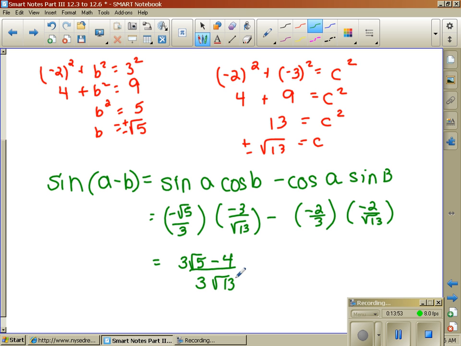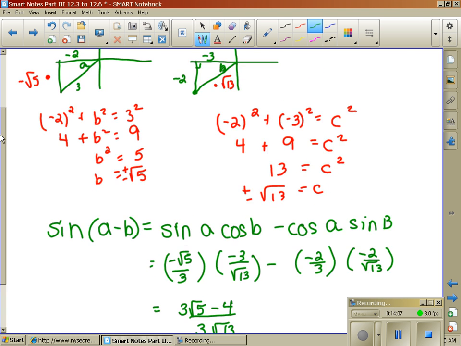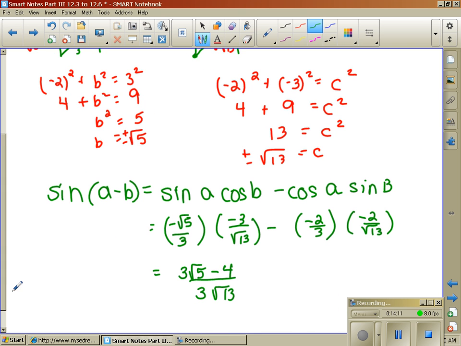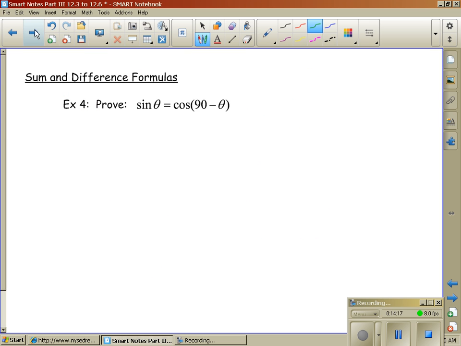Also here, you don't have to necessarily rationalize the denominator if the directions ask you to, but otherwise you can leave it. So same idea. Create your triangles by what you're given. Write down your formula, plug in, simplify. Okay? Using the same thing, the sum and the difference formulas.